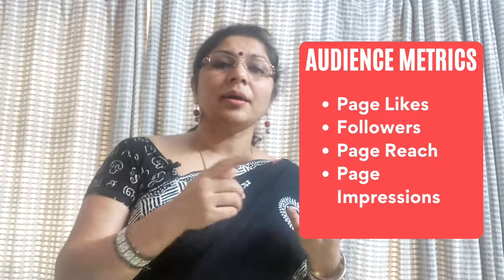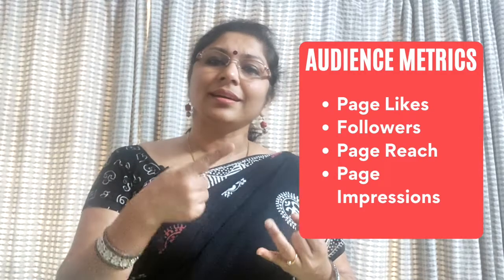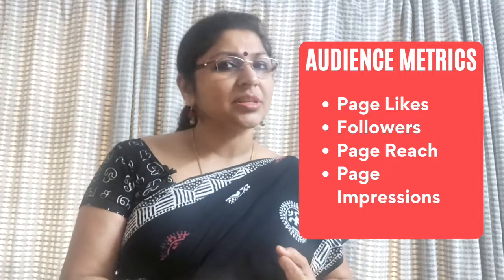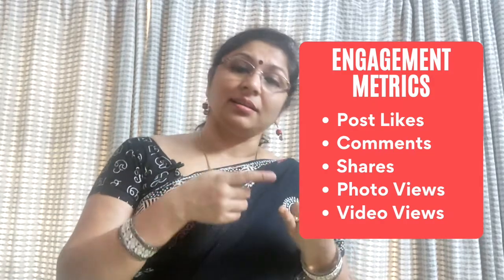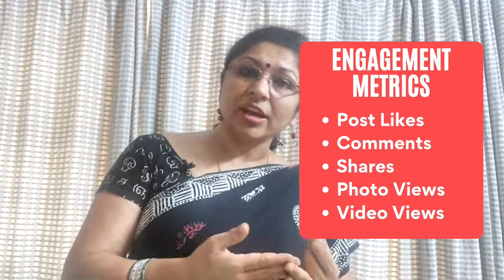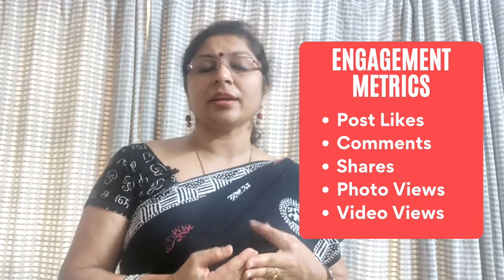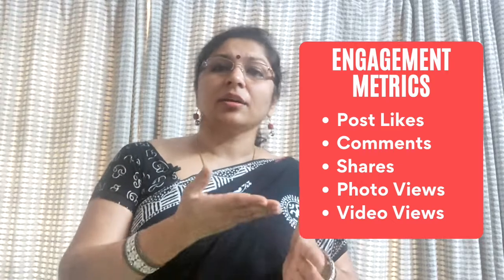So essentially, for a branded page, there are two different types of metrics. One variety is the audience metrics. The other variety is the engagement metrics. Audience metrics are page likes or follows, the reach of the page, and the impressions for the page. Engagement metrics are likes on posts, shares that you get, comments that you get, photo views that you get, and video views that your page had. Now we understand what a page like is.